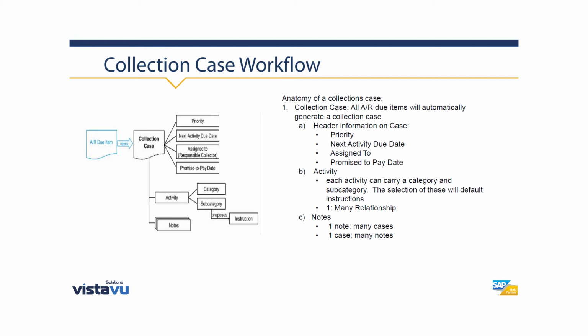The category and the subcategory are basically a waterfall type thing. I have my category, and based on that category, I can have multiple subcategories tied back to it, so it's not just a two-field list. The combination of the category and subcategory selection allows you to enter proposed instructions to the assignee of what they actually need to do. And so you'll have multiple activities that get generated through the course of that collection case.